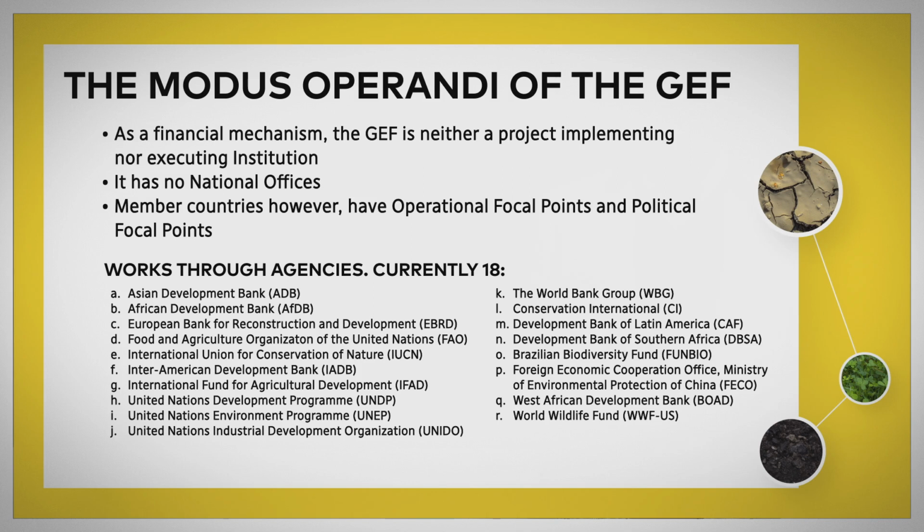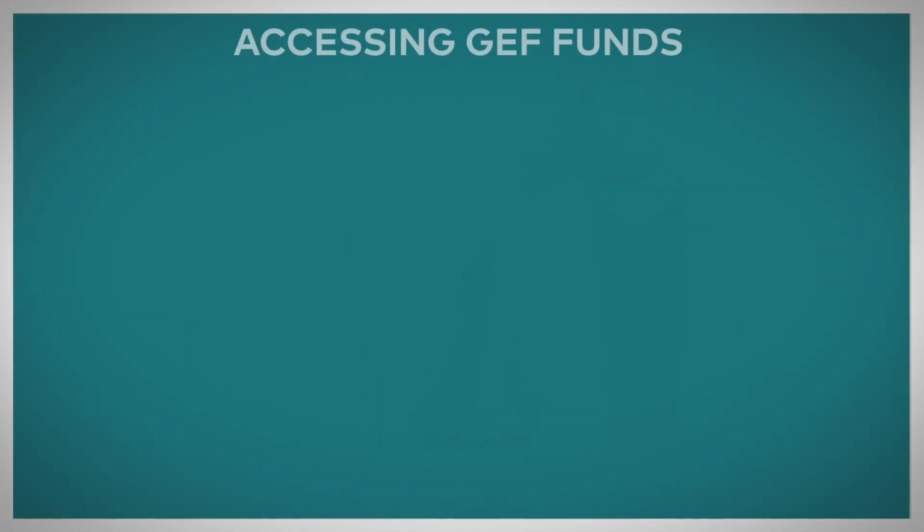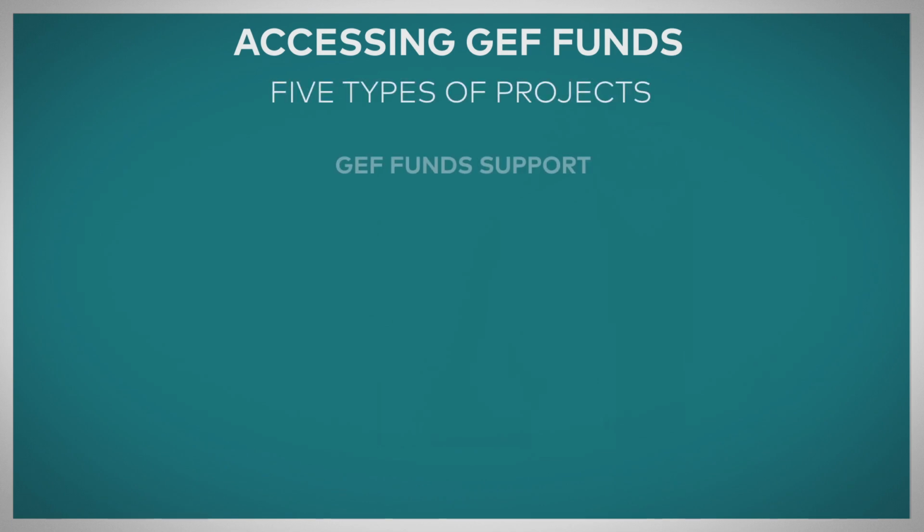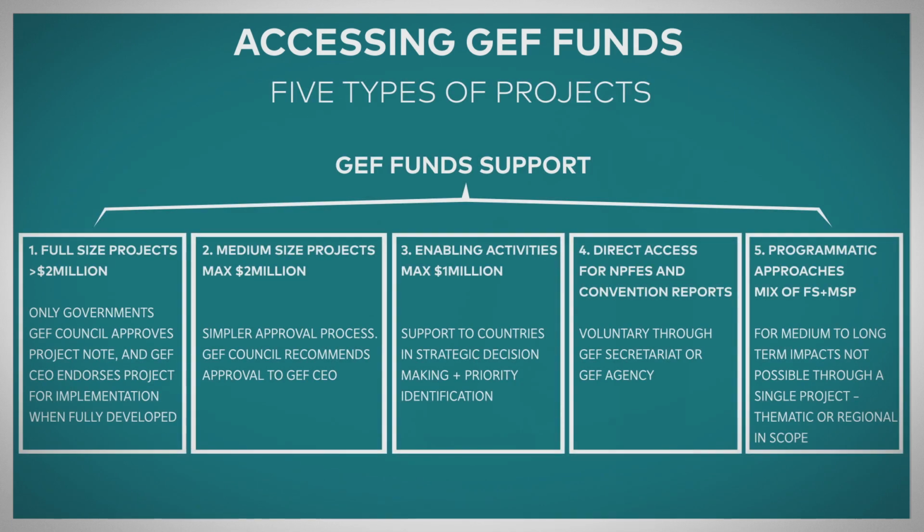They could also be international NGOs, for example, Conservation International or the IUCN. So these agencies support countries, member states, to identify priority areas for investing in the environment. It is interesting to note that the GEF funds are catalytic in nature. That means they are meant to trigger investments in environmental protection.